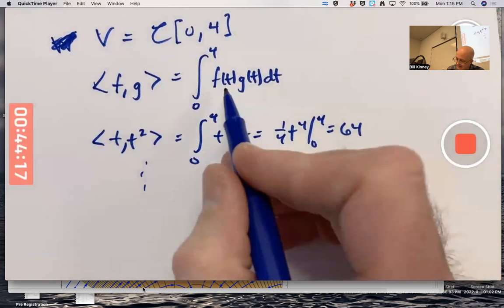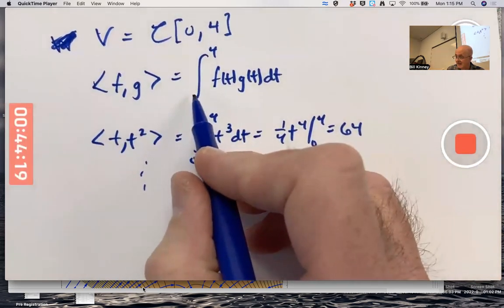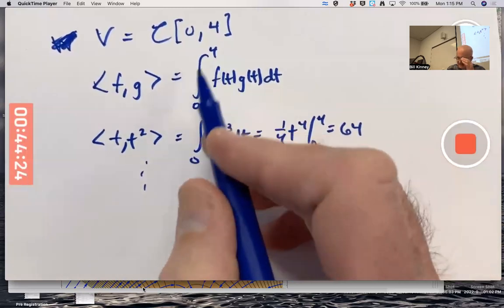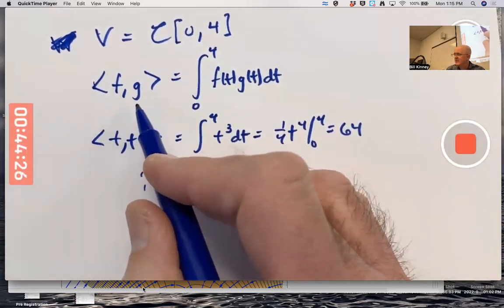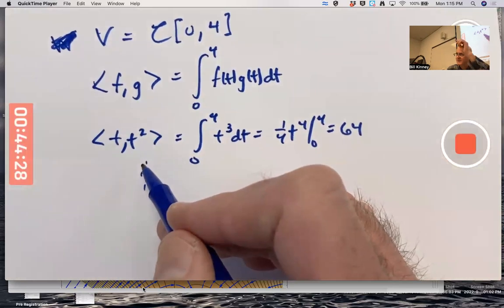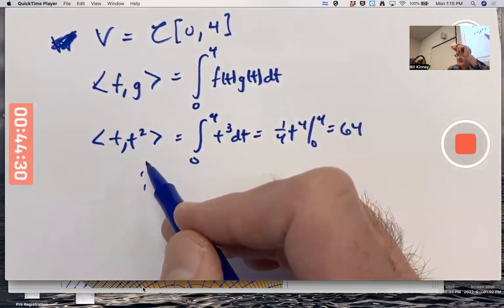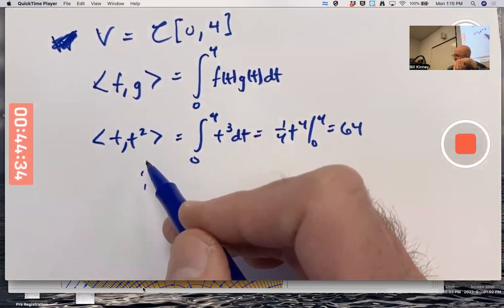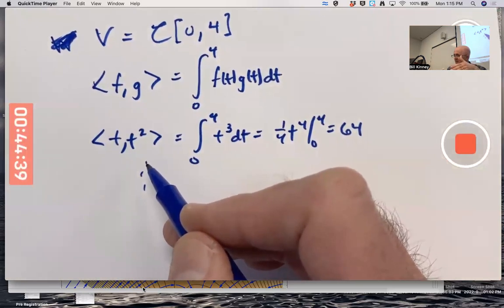But yeah, the integral's like adding up a bunch of products, like components of vectors, but these are essentially infinite dimensional vectors because they have infinitely many outputs, whereas if you have a vector in R3, it's got 3 outputs. The components are the outputs, so to speak. A first component, second component, third component.